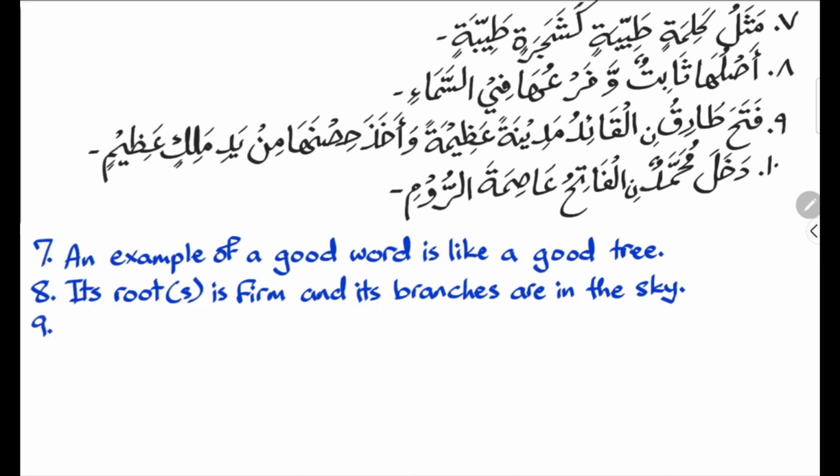فتح طارق القائد مدينة عظيمة وأخذ حصنها من يد ملك عظيم. Let's translate the first portion of that sentence. فتح, conquered. طارق القائد, that's the fa'il. It's a موصوف صفة and the whole thing is a fa'il. مدينة عظيمة, again that's a موصوف صفة and the whole thing is مفعول. طارق القائد, طارق is طارق, القائد means the leader. طارق القائد would mean the leader or the commander. طارق, the commander.